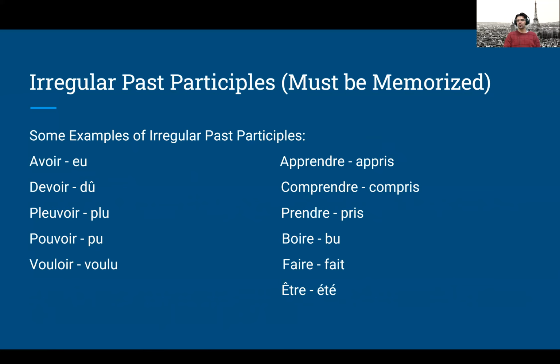So there are irregular verbs, as always, in French, and you'll see them here with the past participles. Unfortunately, there's not really a pattern to this, so you're going to have to memorize these. I have an example of a few. So these are the ones you'll see most commonly. You have avoir, devoir, pleuvoir, pouvoir, and so forth. So take a look at those and try your best to memorize them.